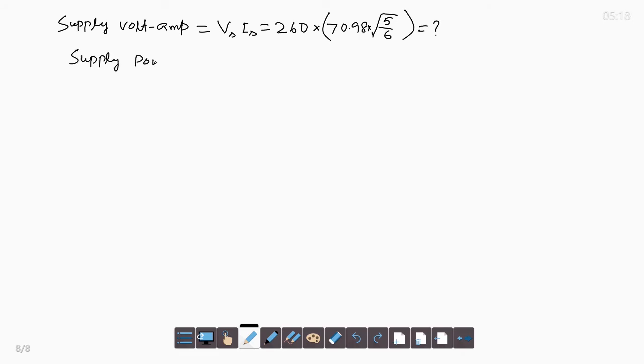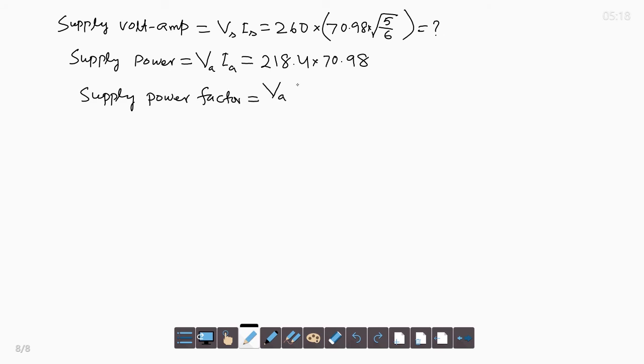supply power equals to Va into Ia. Va is determined as 218.4, it is already determined Va, and Ia is 70.98. So, supply power factor equals to Va Ia divided by Vs Is, and you compute it, 0.92.